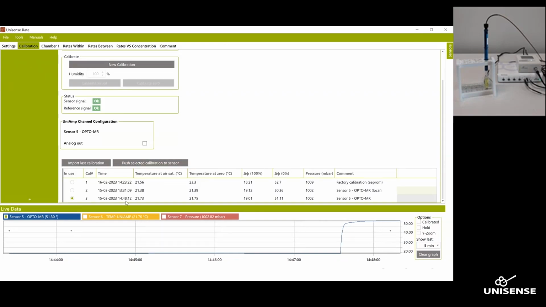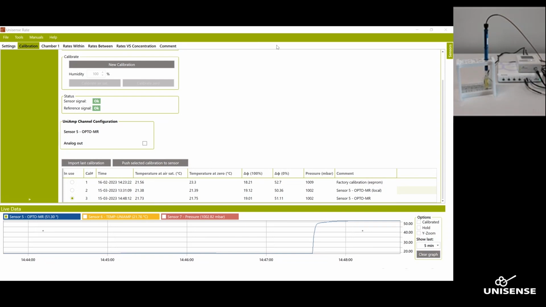You can see the time point as well, and you can always see which calibration is in use. You also have the possibility to push the calibration to the sensor. The sensors have this EEPROM memory, so you can actually save a calibration on the sensor memory.